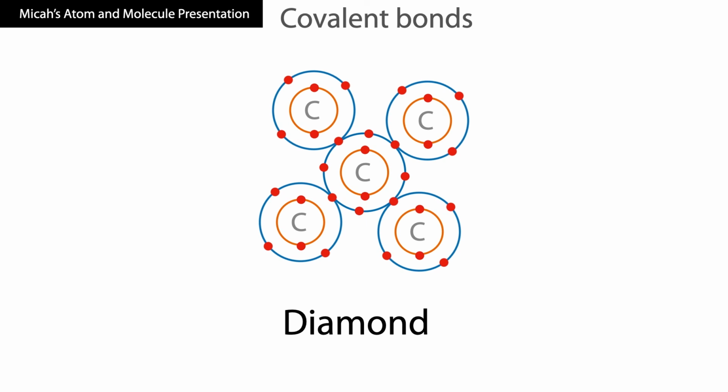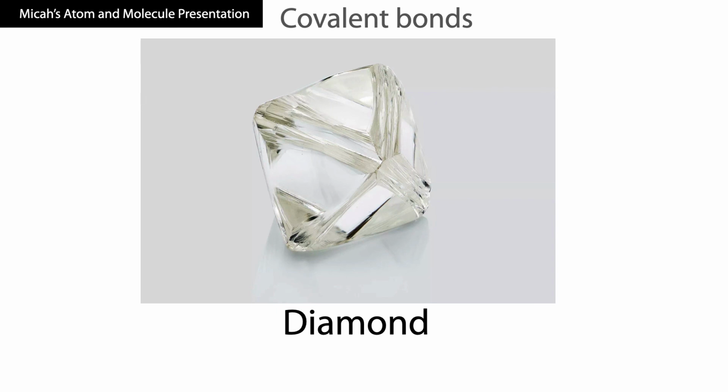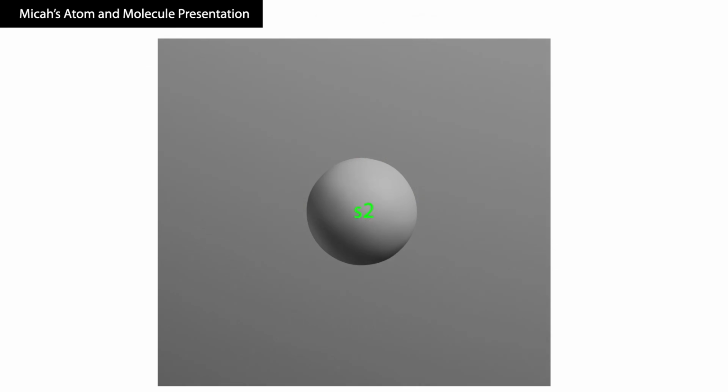Yeah, I think we're getting the hang of this. Diamonds are clear because the atoms are arranged in a grid. Remember we said we were lying to keep things simple? Now I want to show you what the orbitals really look like.